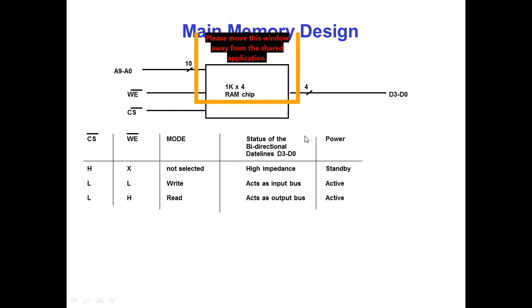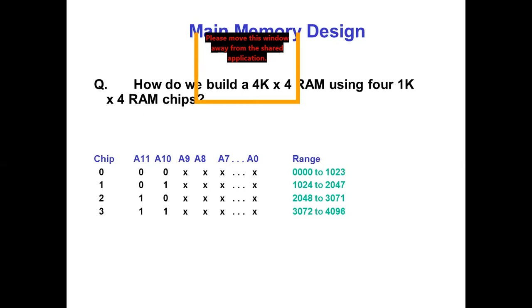Okay, so this is the status of the bi-directional data lines D3 to D0, and this is the power. So it is about the memory chip of the RAM, how it will work, and then the power is given: standby, active, and again active. So it will depend upon the working of this, if it is high or low or both low or low and high. So the working depends on the logic gates here. No need to go deep into this. We are not going to design the memory here.